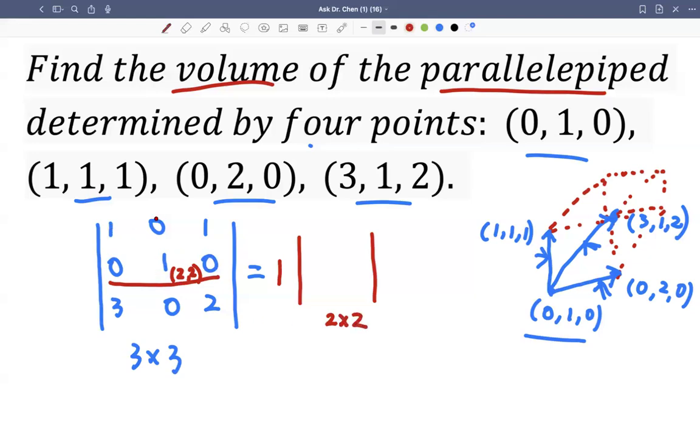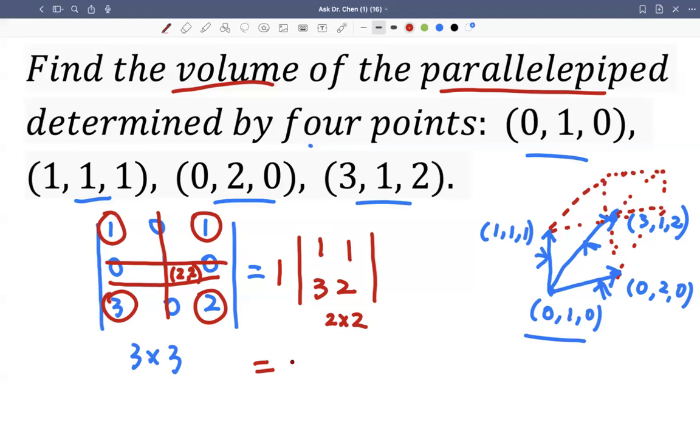So where do we get those 2 by 2 entries? We cross out this row and column, and we take the 4 remaining entries: 1, 1, 3, 2. Well, 1 times anything would be that thing, so we can ignore this 1. Then the determinant of a 2 by 2 matrix: remember, we multiply this entry with this entry, so 1 times 2 is 2. Let's subtract this entry multiplied by this entry, 3 times 1, which is 3.